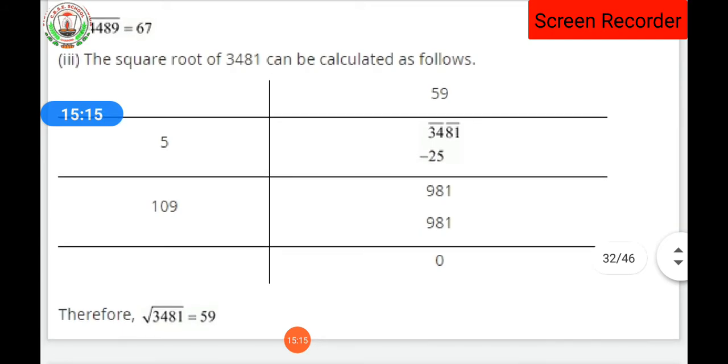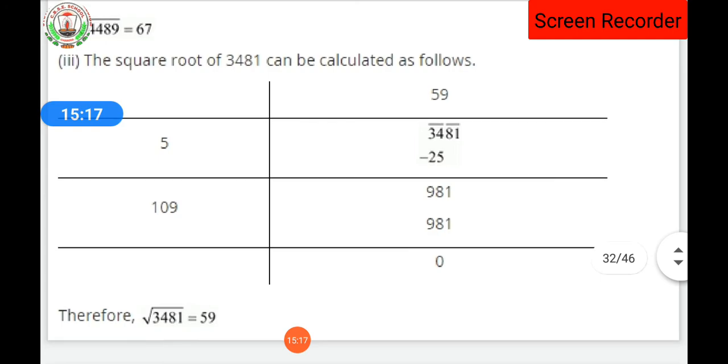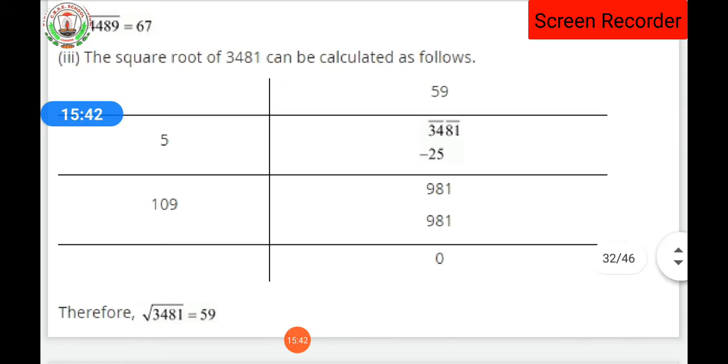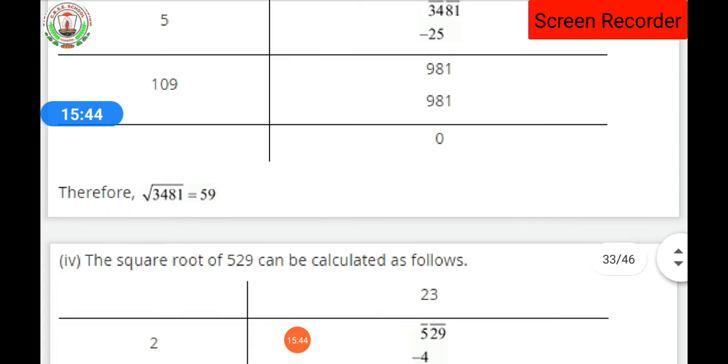Okay, so one by one you can see the method. 3481 will be taken as a square root, making the pairs of the numbers from the right hand side. So 5 into 5 is 25. 25 will be subtracted from 34. You will get 9. Now 81 will come downside. So 981 is there. 5 plus 5 is 10. Now 10 will be multiplied by which number to get the answer 981? That will be 9. So the square root of 3481 is 59.